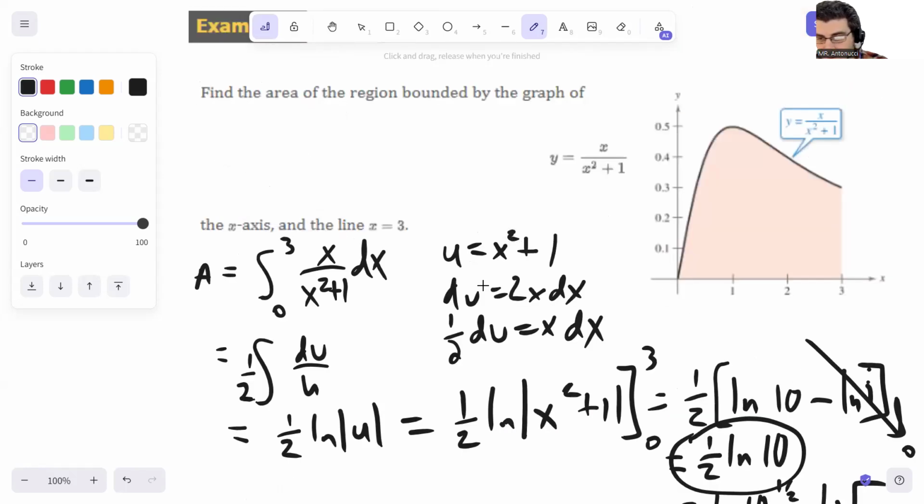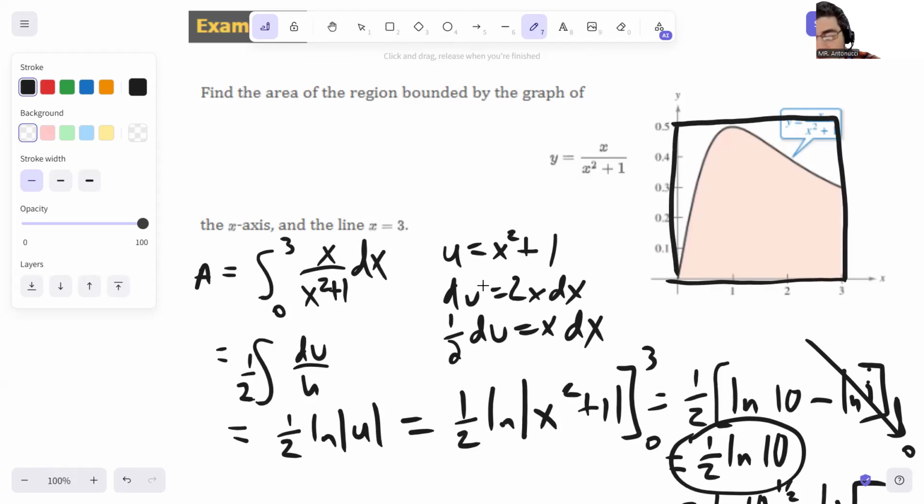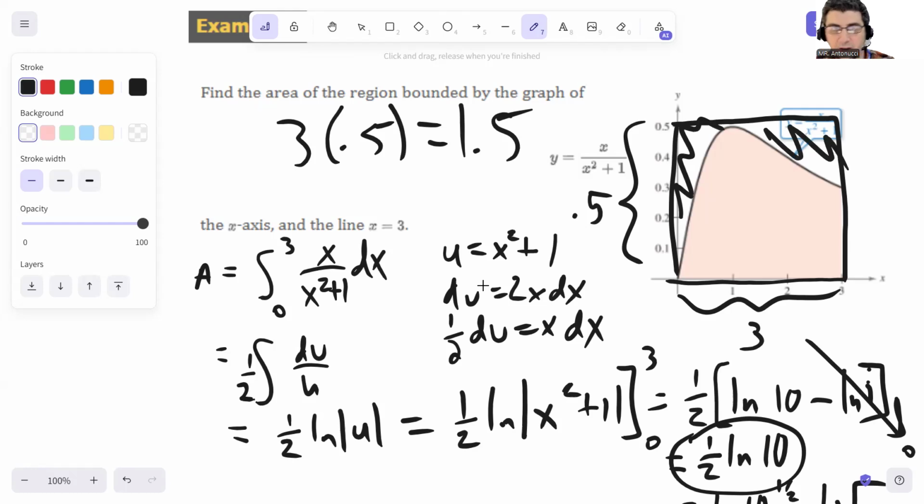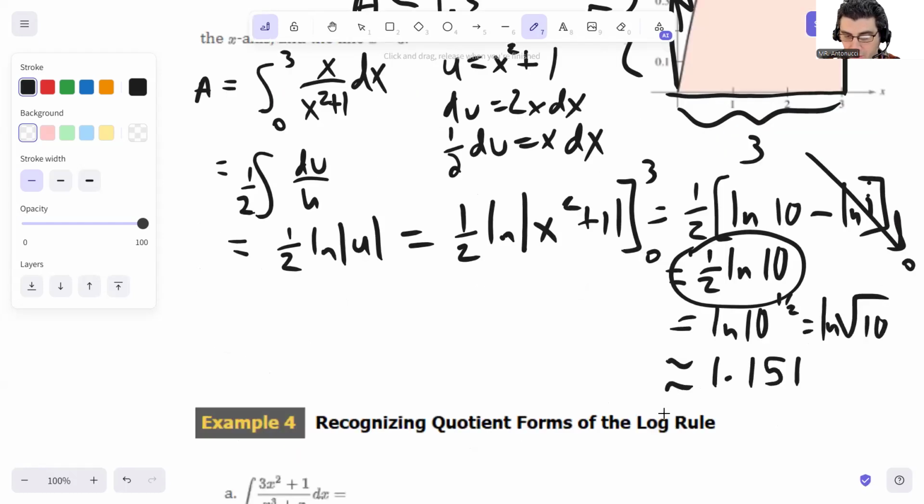And if we look back up at our graph, if we make it bigger, it looks like a square, but because of scaling, it's actually a rectangle. It's 3 units wide by 1/2 a unit high, and 3 times 0.5 is equal to 1.5, but we have all this missing. So I know my area has to be less than 1.5, and according to the decimal value, that at least makes sense for this problem. Okay, so the area is about 1.151 square units.